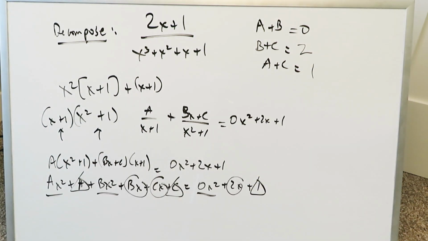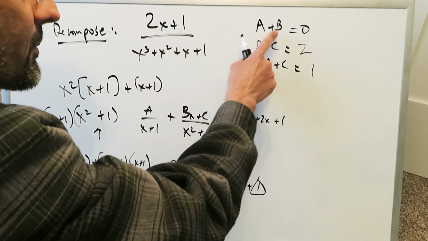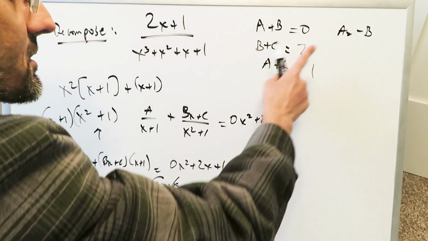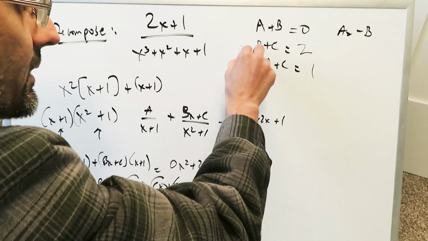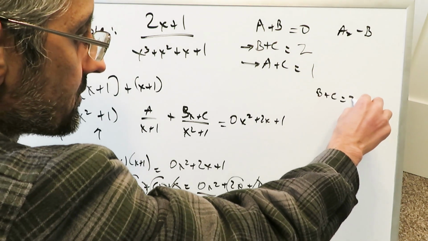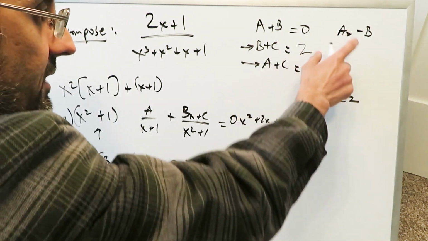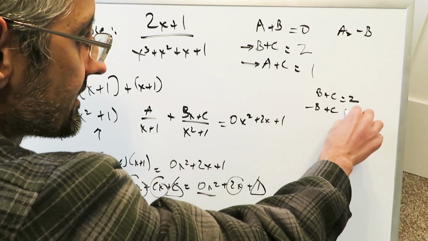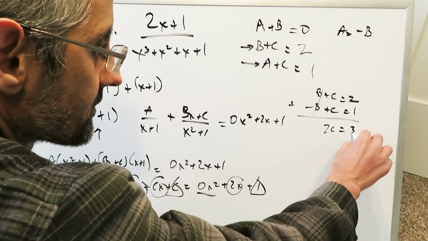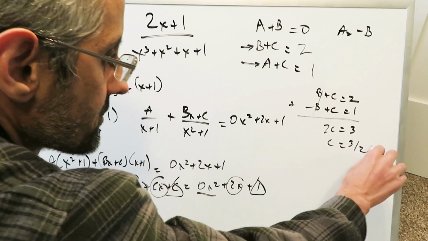Now you have to determine the values of a, b and c, and we can. If a plus b equals 0, we know a is equal to minus b, which you can substitute. We'll look at these two equations. We have b plus c is equal to 2, and then substituting for a, minus b plus c is equal to 1. You add, these cancel out. You'll have 2c is equal to 3 and c is equal to 3 over 2.